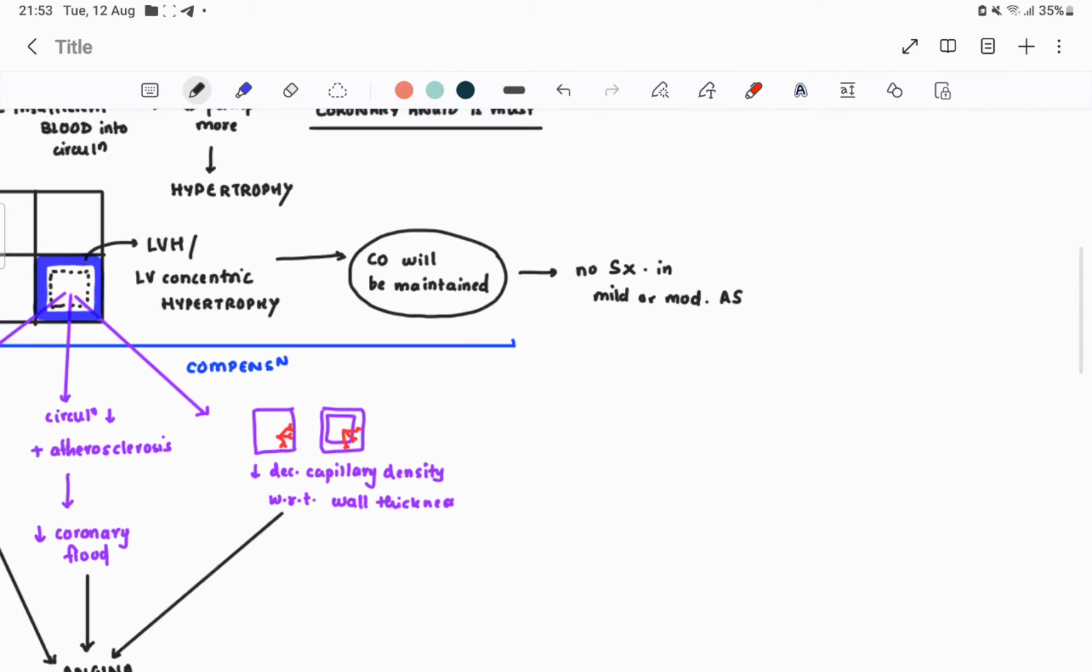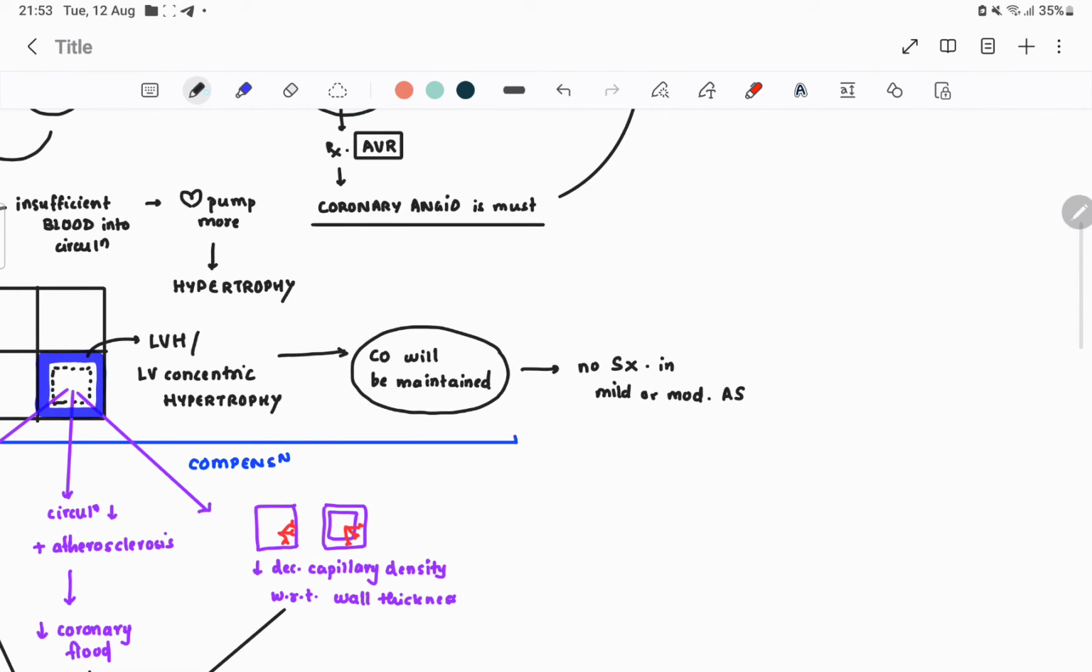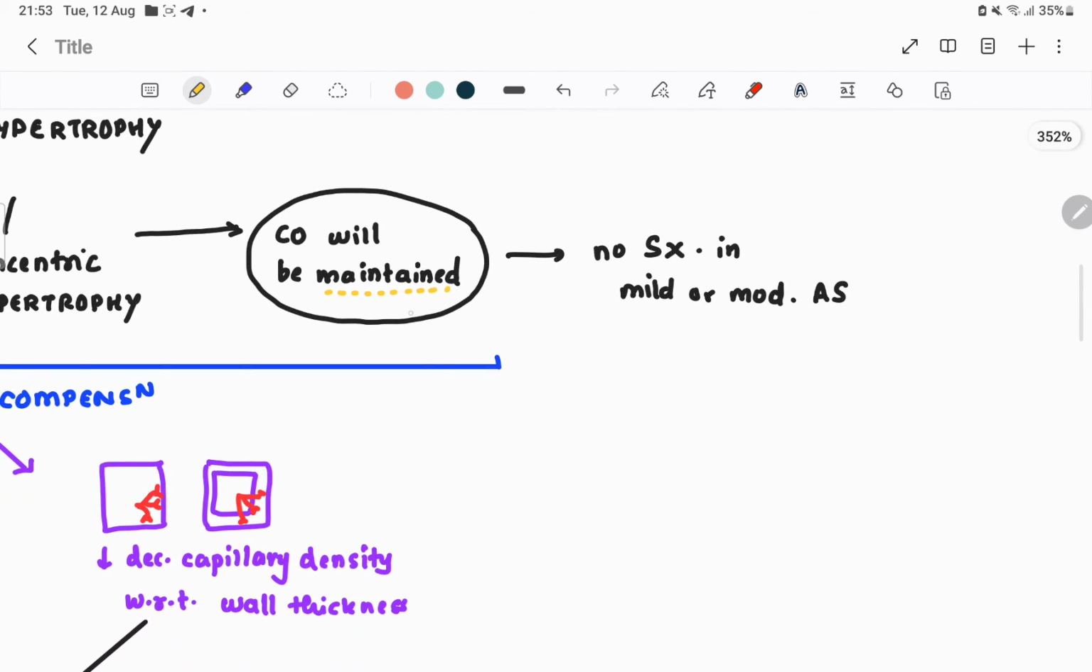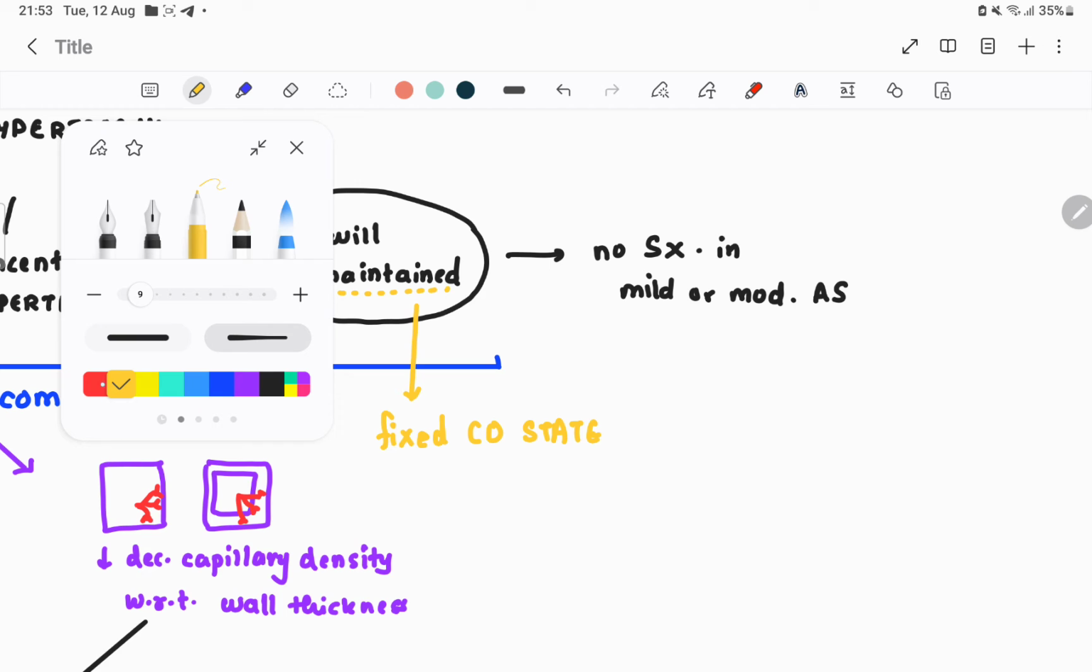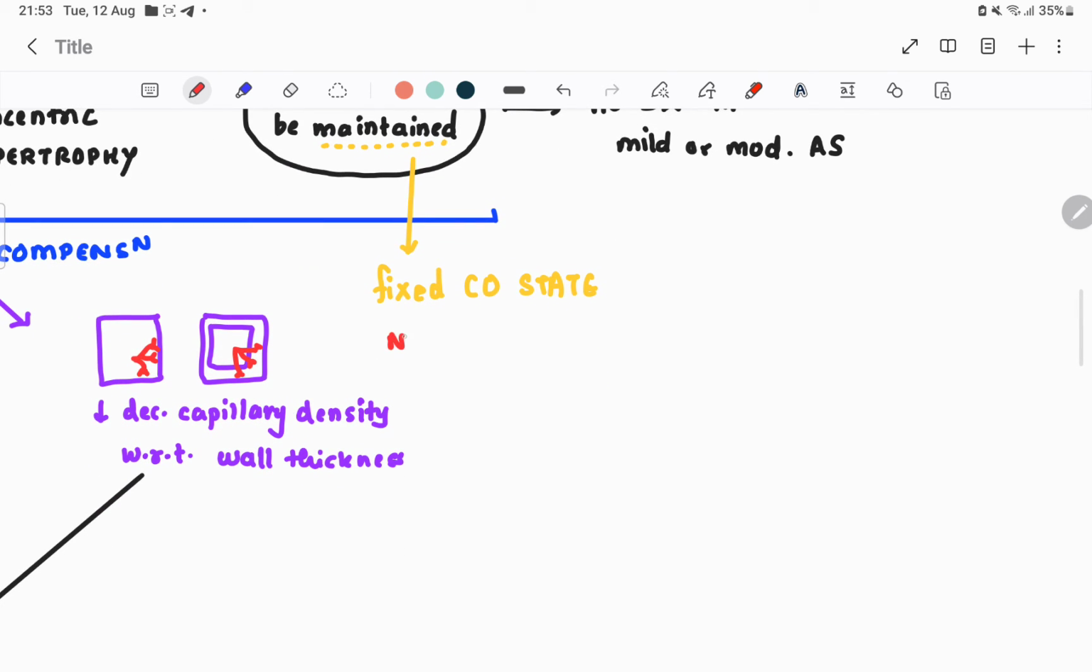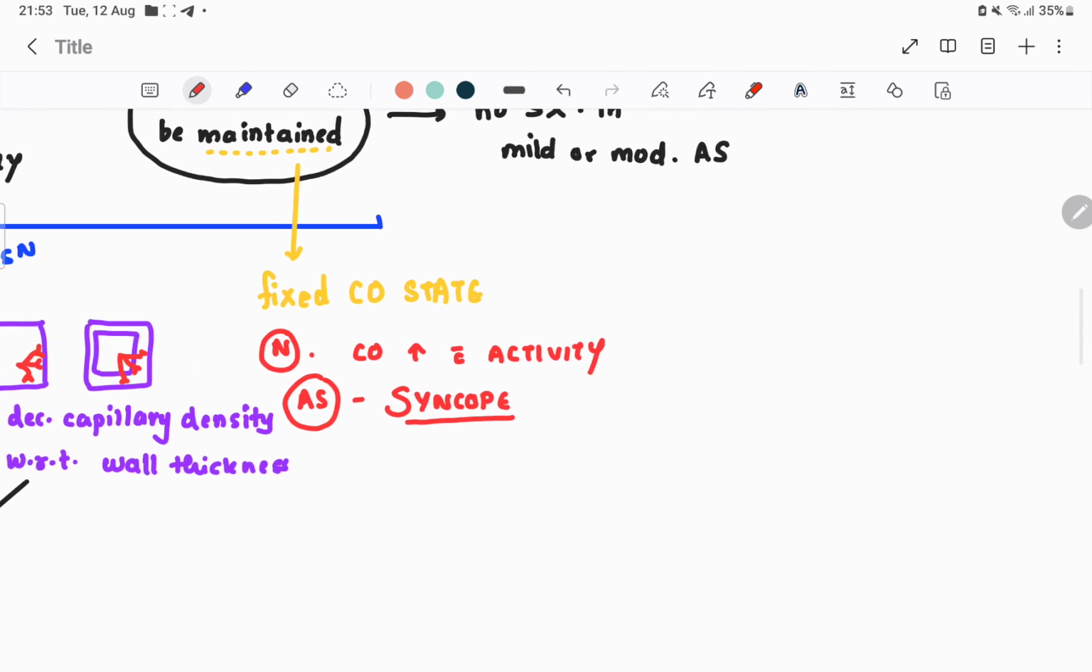Okay, now what happens is that this CO is maintained. Just pay attention to this word, maintained. I am not saying that it is increased with activity. So we are in a fixed CO state. That means if you do activity, the CO will remain the same. Normally, the CO increases with activity. But now in aortic stenosis, we are in a fixed CO state. That means there will be syncope present in these patients. Okay.